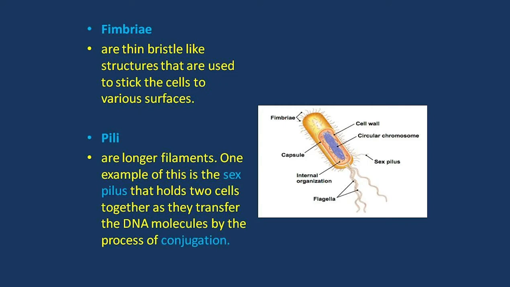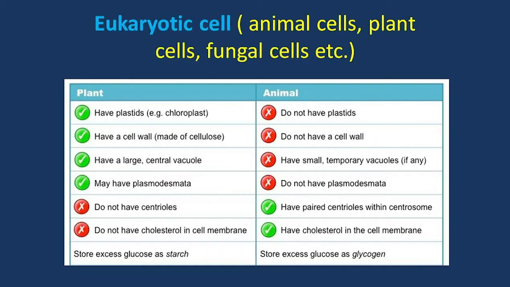Pili. Pili are longer filaments. One example is the sex pilus that holds two cells together as they transfer the DNA molecules by the process of conjugation. Now let us look at the structure of a eukaryotic cell.